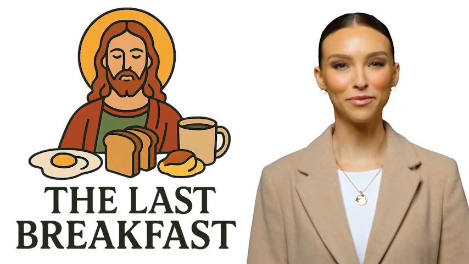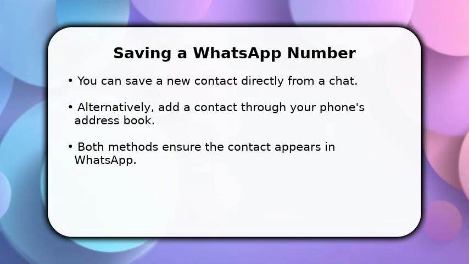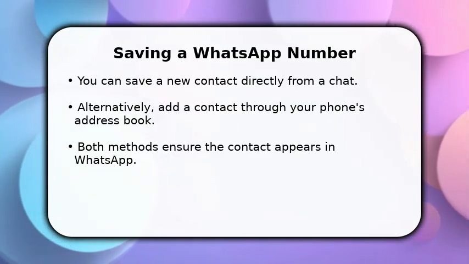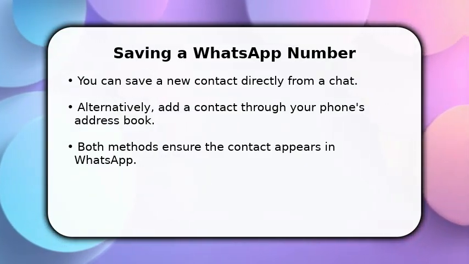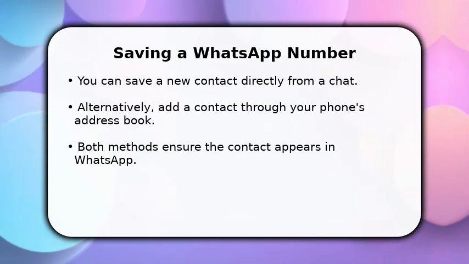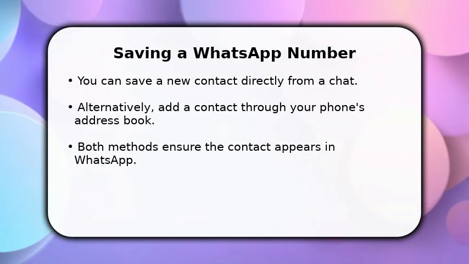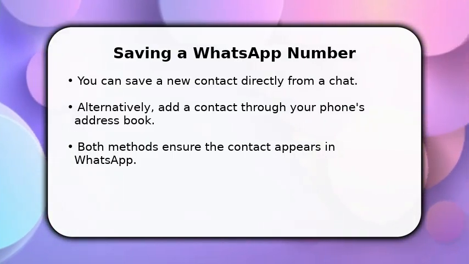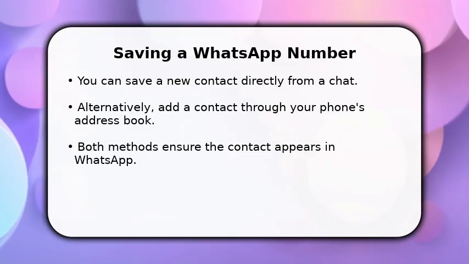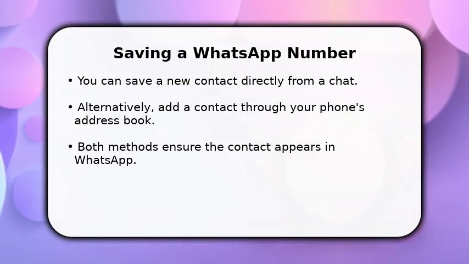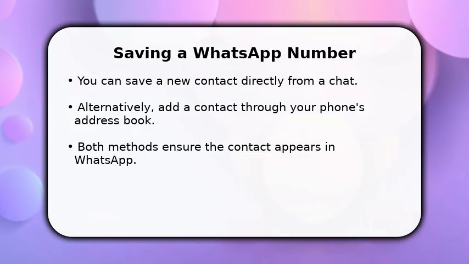Please enjoy the video. In this video, I will explain how to save a number in WhatsApp. There are two primary methods to add a new contact. You can either save a number directly from an existing chat conversation, or you can add the contact through your phone's native address book application. Both approaches are straightforward and ensure the contact becomes available for messaging within WhatsApp. We will cover each method in detail, making it simple to connect with new people.